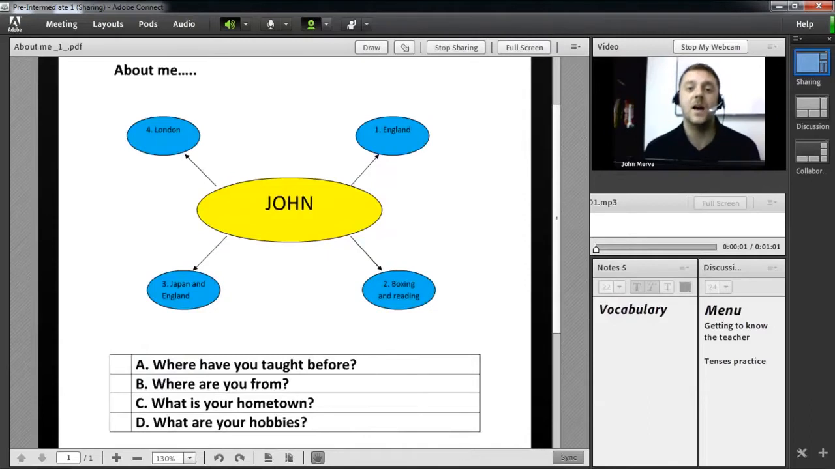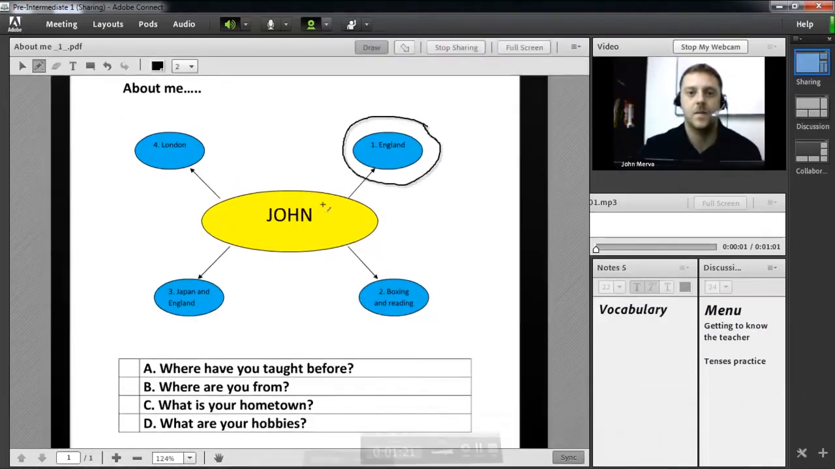The information in these circles are the answers to some questions about me. Below the yellow and the blue circles, you can see that there are 4 questions. These 4 questions match the information in the blue circles. What I would like you to do is, in pairs, your teacher will now put you into pairs, I would like you to match the information in the blue circles with the question. So, for example, if we look at number 1 in the blue circle, England, I would like you to match that with one of the questions.